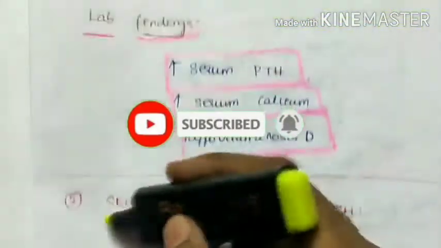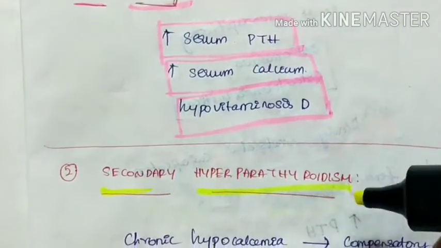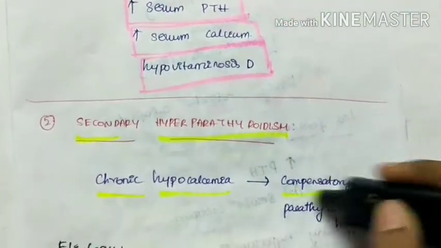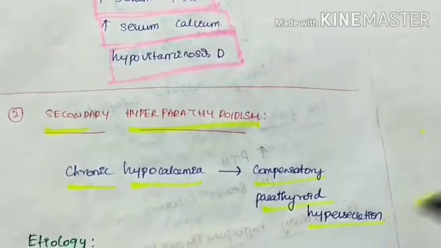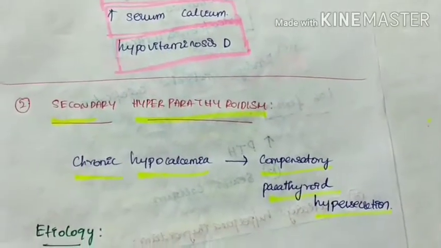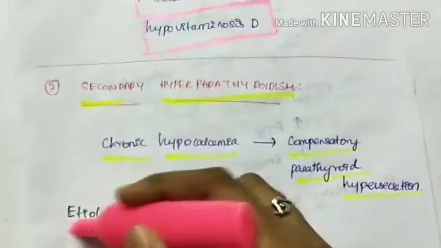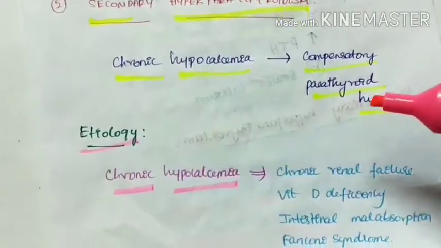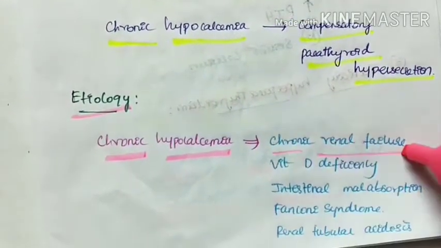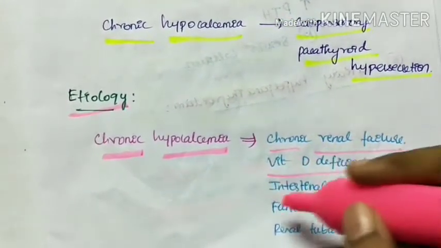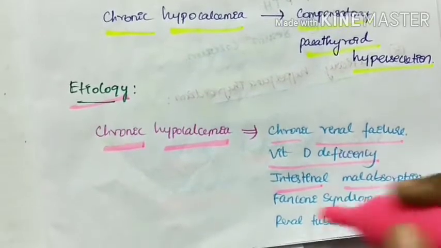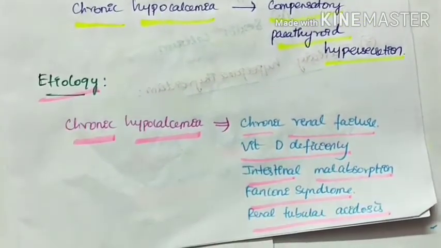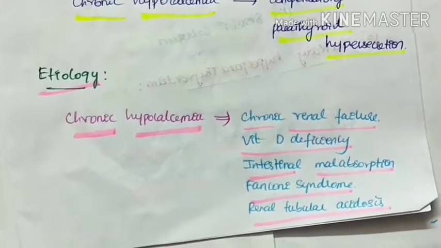Next, coming to the secondary hyperparathyroidism, here the chronic hypocalcemia leads to compensatory parathyroid hypersecretion causing secondary hyperparathyroidism. Etiology, the main etiology is chronic hypocalcemia, which leads to chronic renal failure, vitamin D deficiency, intestinal malabsorptions, Fanconi syndrome, renal tubular acidosis. These are all the etiologies for the development of chronic hypocalcemia.